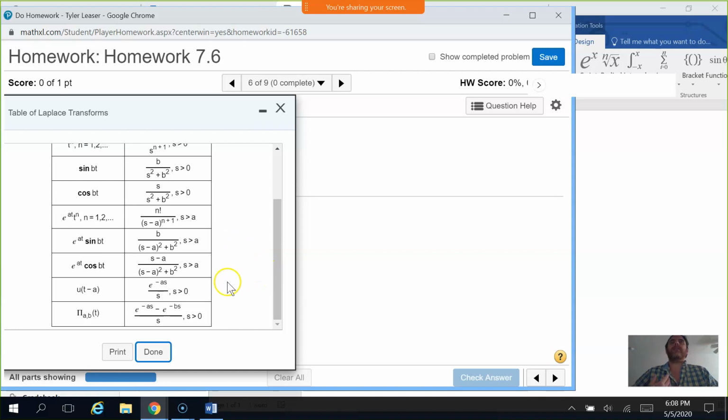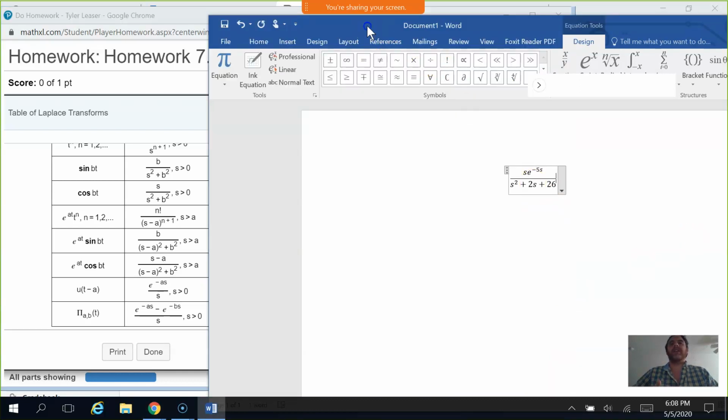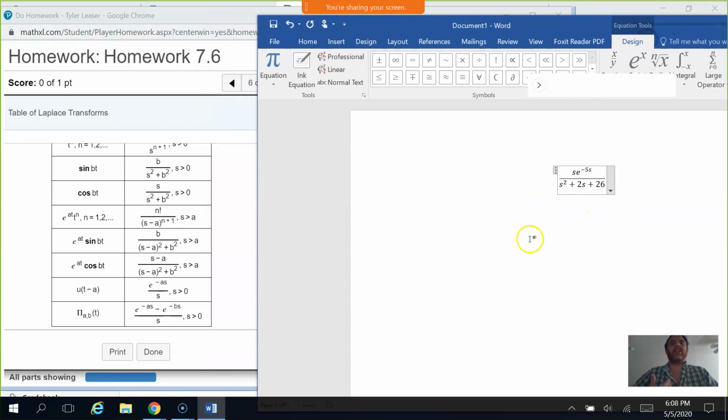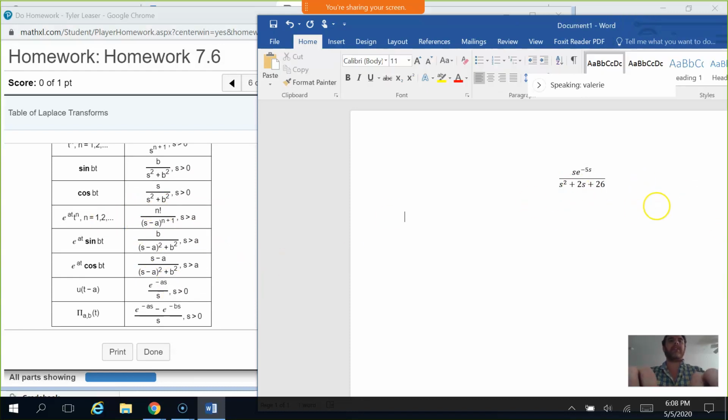and you're mostly trying to get the denominators to match first, and then you can worry about the numerator after the fact. So right now, s squared plus 2s plus 26, none of these are quadratic when they're written out like this, so we're going to have to complete the square. We'll just go ahead and do that.